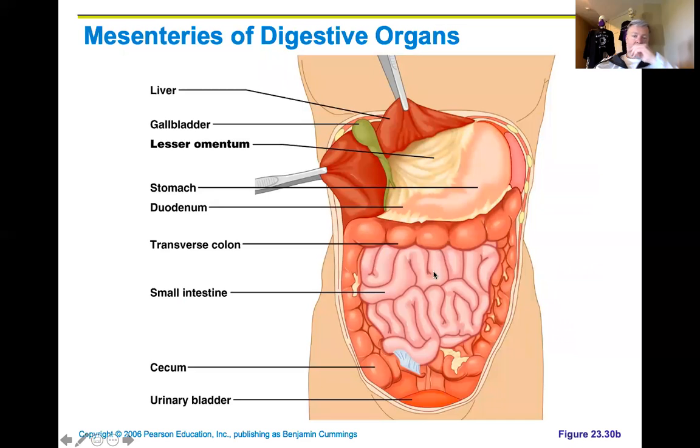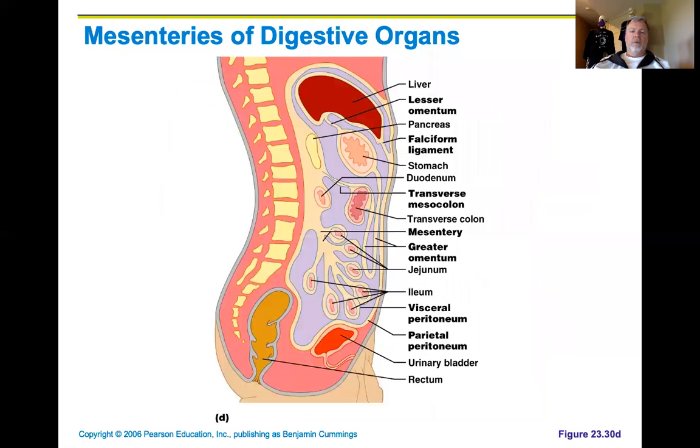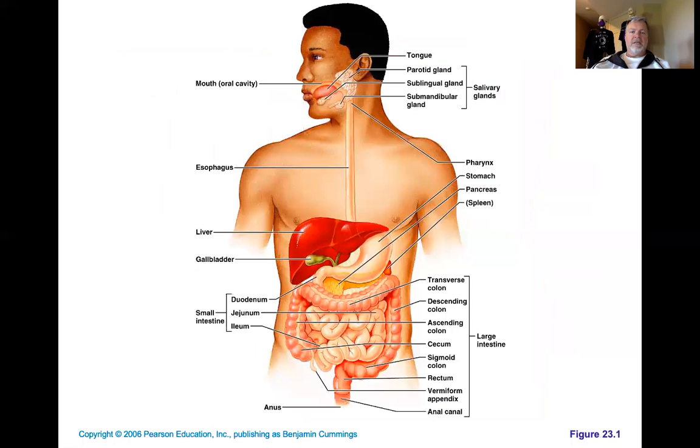In my case, the small intestines, if I would bear down like weightlifting, would actually move out, and then I could literally just push it back in. So weird, strange, but that's what a hernia is in this case. Okay, so that's enough on the mesenteries.